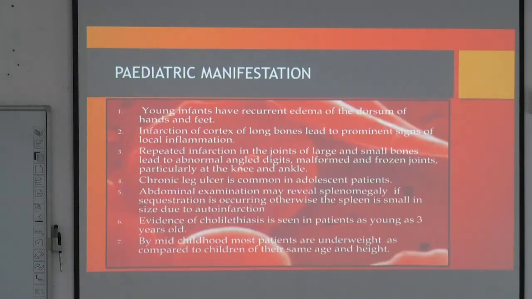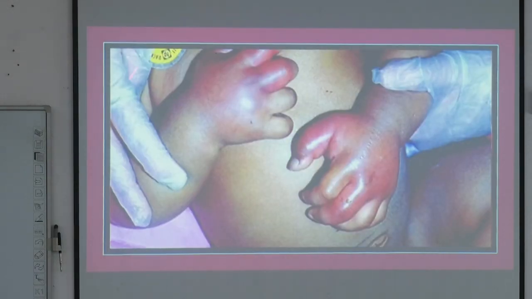Okay, pediatric manifestation, most common: dactylitis, very unfortunate child. And this clinical manifestation occurs after 6 months. As I say, hemoglobin F is a friend for the hemoglobin S patient. So dactylitis is the most common clinical manifestation in children.